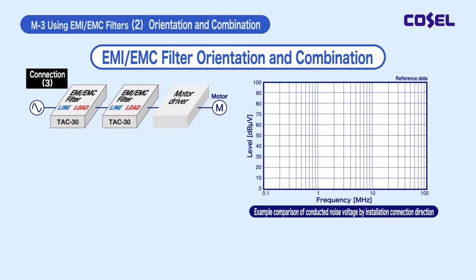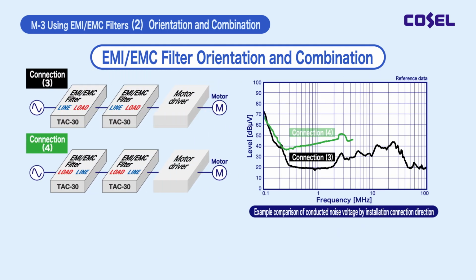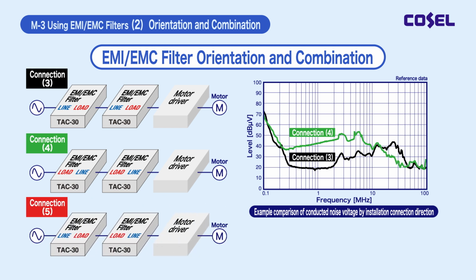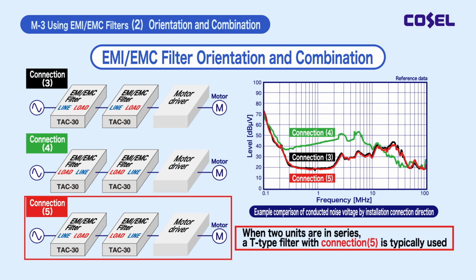Even when two EMI/EMC filters are used in series, it is necessary to consider the orientation and combination of EMI/EMC filters. When two EMI/EMC filters are used in series, the typical connection method is to configure them as T-type filters as shown in connection example 5, since the maximum effect may not be achieved depending on the orientation or combination of the filters.